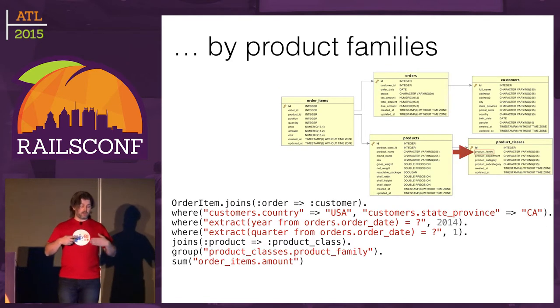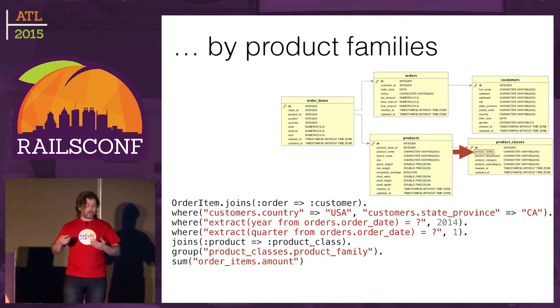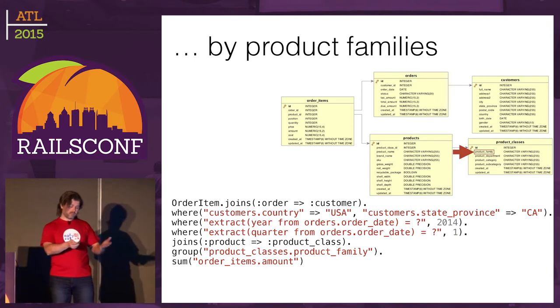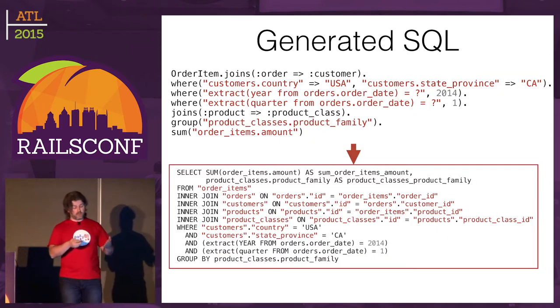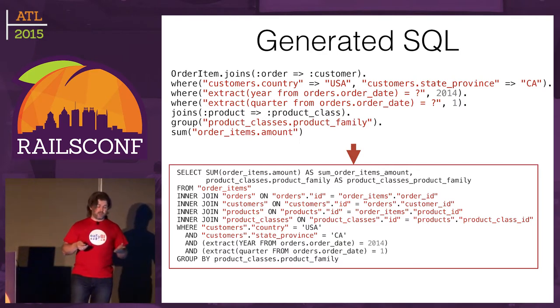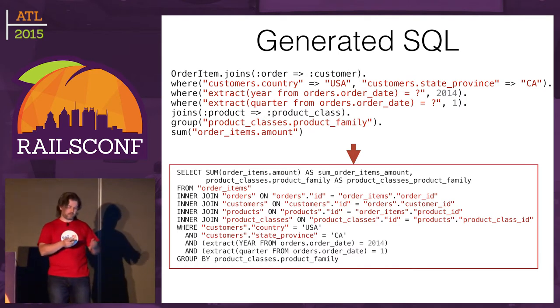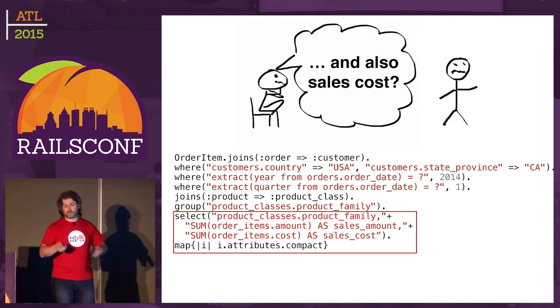And finally, we need to do it by product families, which means that now we need to join also products and product classes, and then group by product family and get the sum of that. So we finally got the answer. So it's probably not the shortest query in Rails. And we can take a look at what we wrote in Ruby. So this is the generated SQL, so probably we could write it a little bit shorter, but not much. But well, we could also do it directly in SQL. And we presented the result to our CEO.